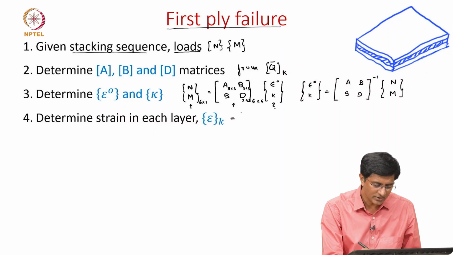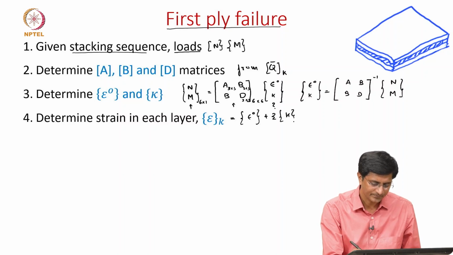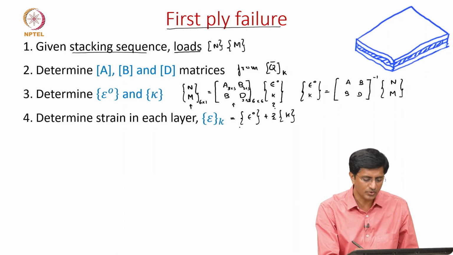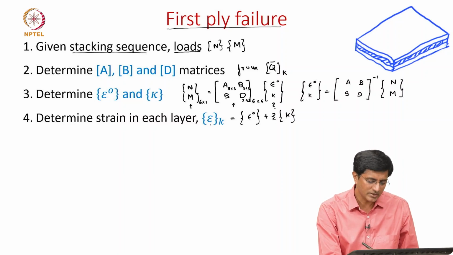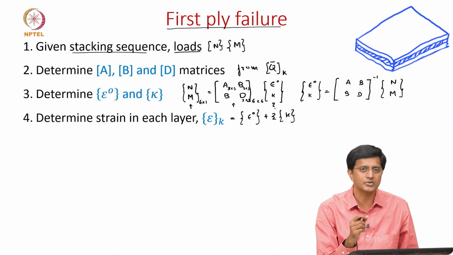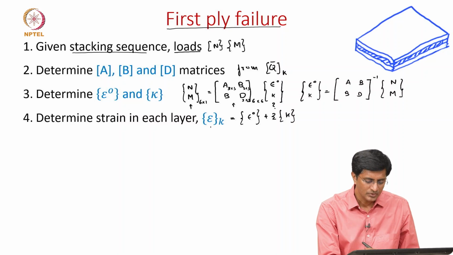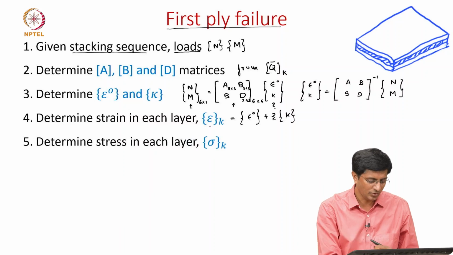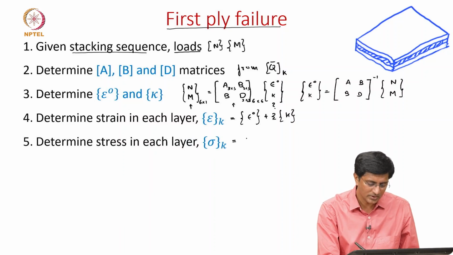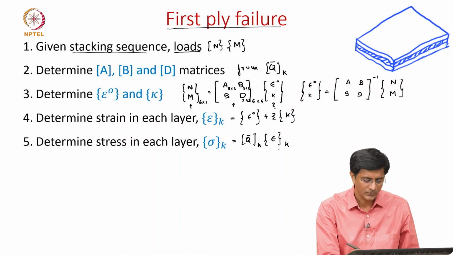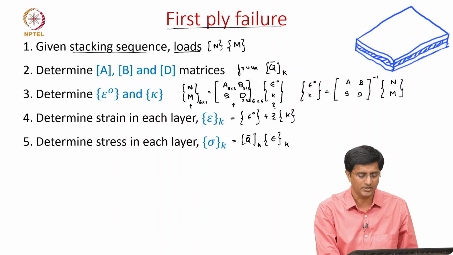If you recall, earlier we said this can be written as the mid-plane strains plus z times the curvature. So with this, we should be able to find out what is the strain. When I say strain, this is a summation of epsilon x, epsilon y and gamma xy. So once we find the strains in each layer, then we should be able to find the stresses in each layer. How do we find the stresses? For this, we use the transformed stiffness matrix of the kth layer times the strains. So this we do for every layer in the laminate.